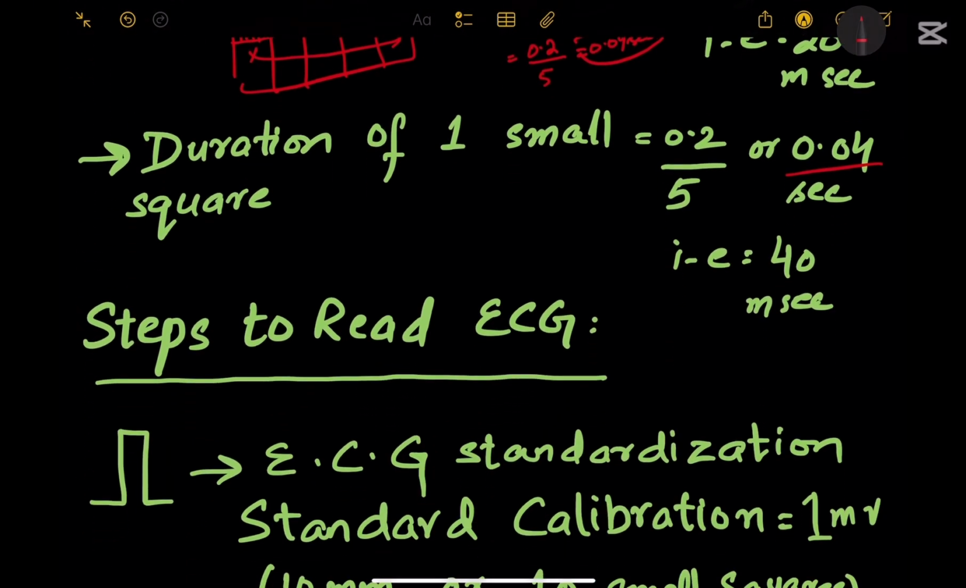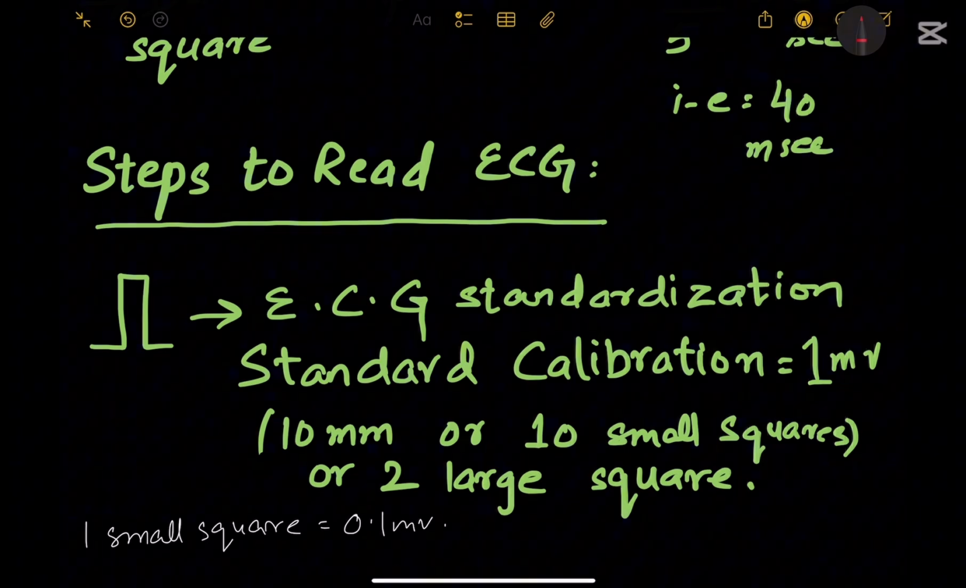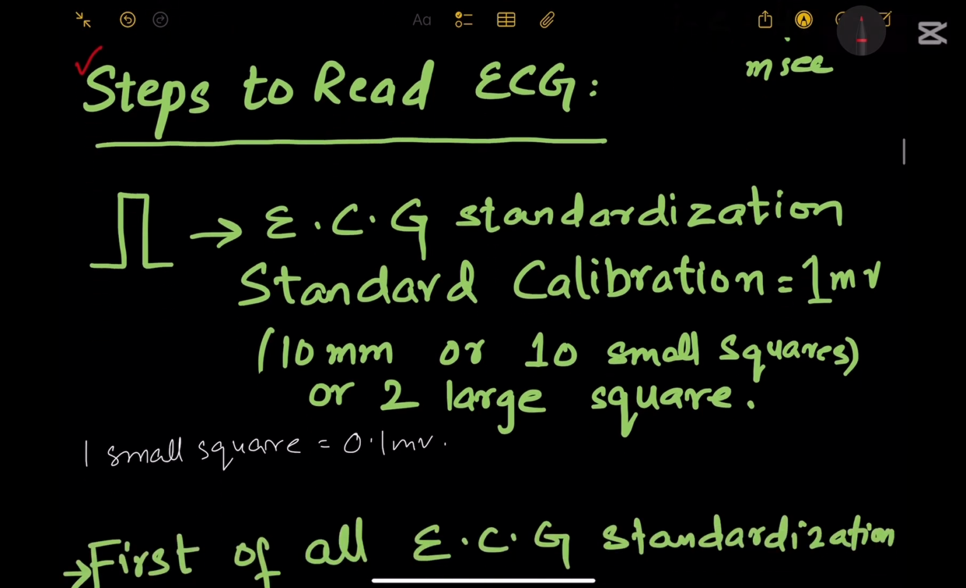Now the steps of reading ECG. We have discussed up till now what is ECG, what are the chest leads, how ECG is calculated, what are small squares, what are large squares, and in how much time the small square and the large square pass. Now we will come towards the steps to read ECG. ECG standardization, that is standard calibration, is 1 millivolt, 10 millimeter or 10 small squares or 2 large squares.